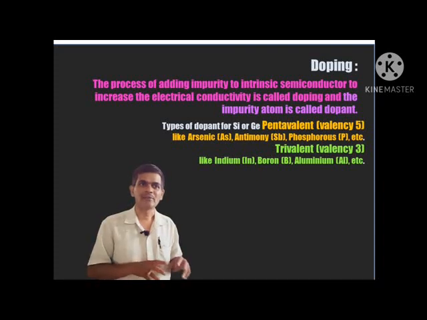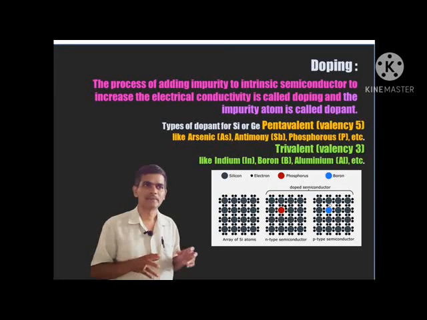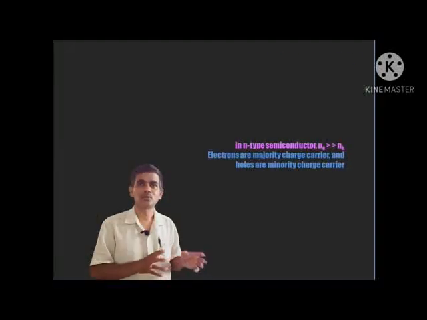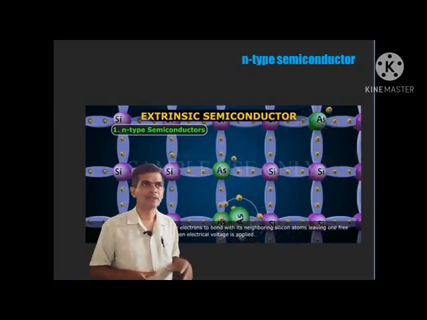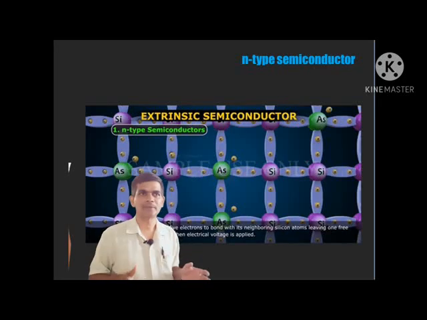Or trivalent impurity atoms, with 3 valence electrons, can also be added, for example indium, boron, aluminum, etc. In such a way we get an extrinsic semiconductor. Depending upon which type of impurity atom is added, we have 2 types, N type and P type. There is an N type semiconductor and a P type semiconductor, in detail.